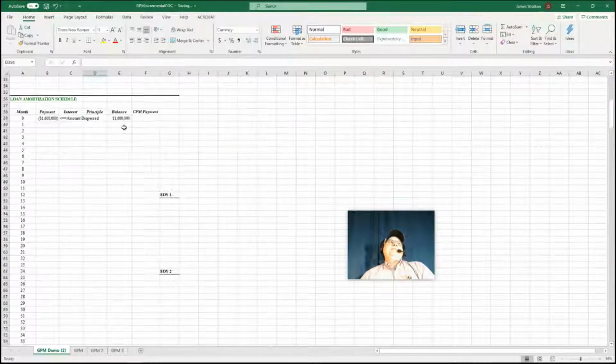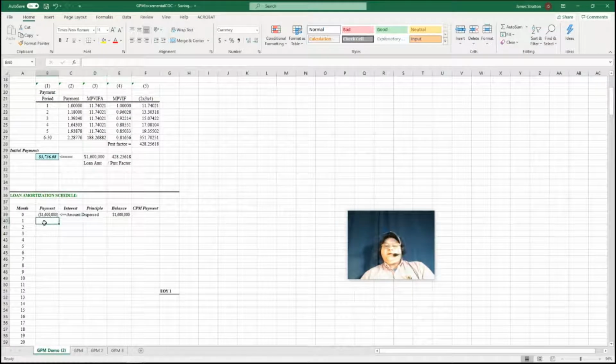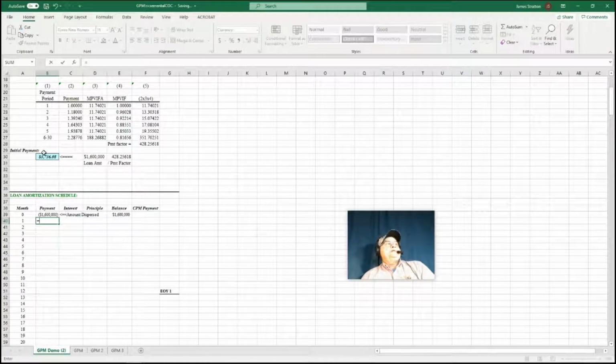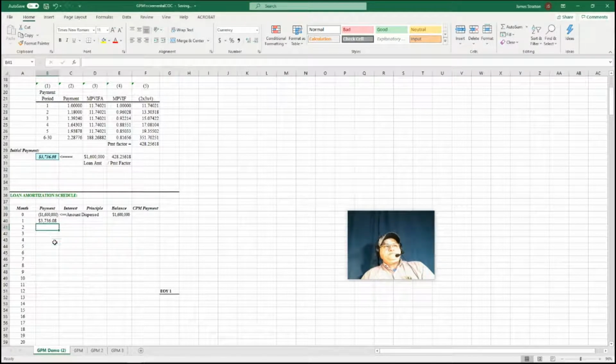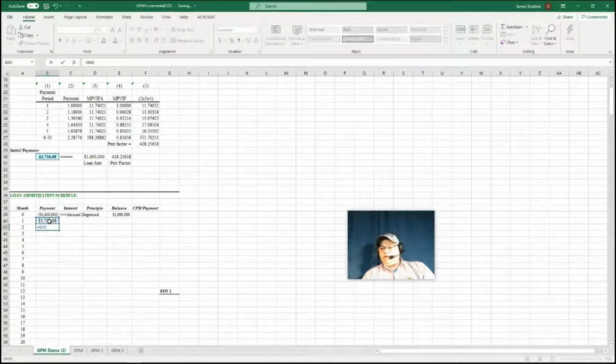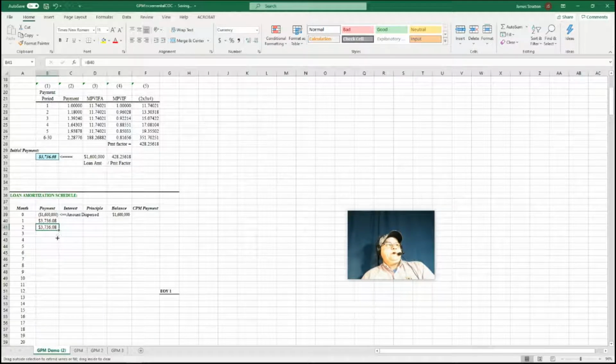Wind it way up to the top. Okay. We're going to equal it to our payment, which is what we figured out right here. Hit enter. All right. Now, what we're going to do next is we're going to say equal to here. Hit enter. And we're going to come back and drag it all the way down to 12. We should get our number.